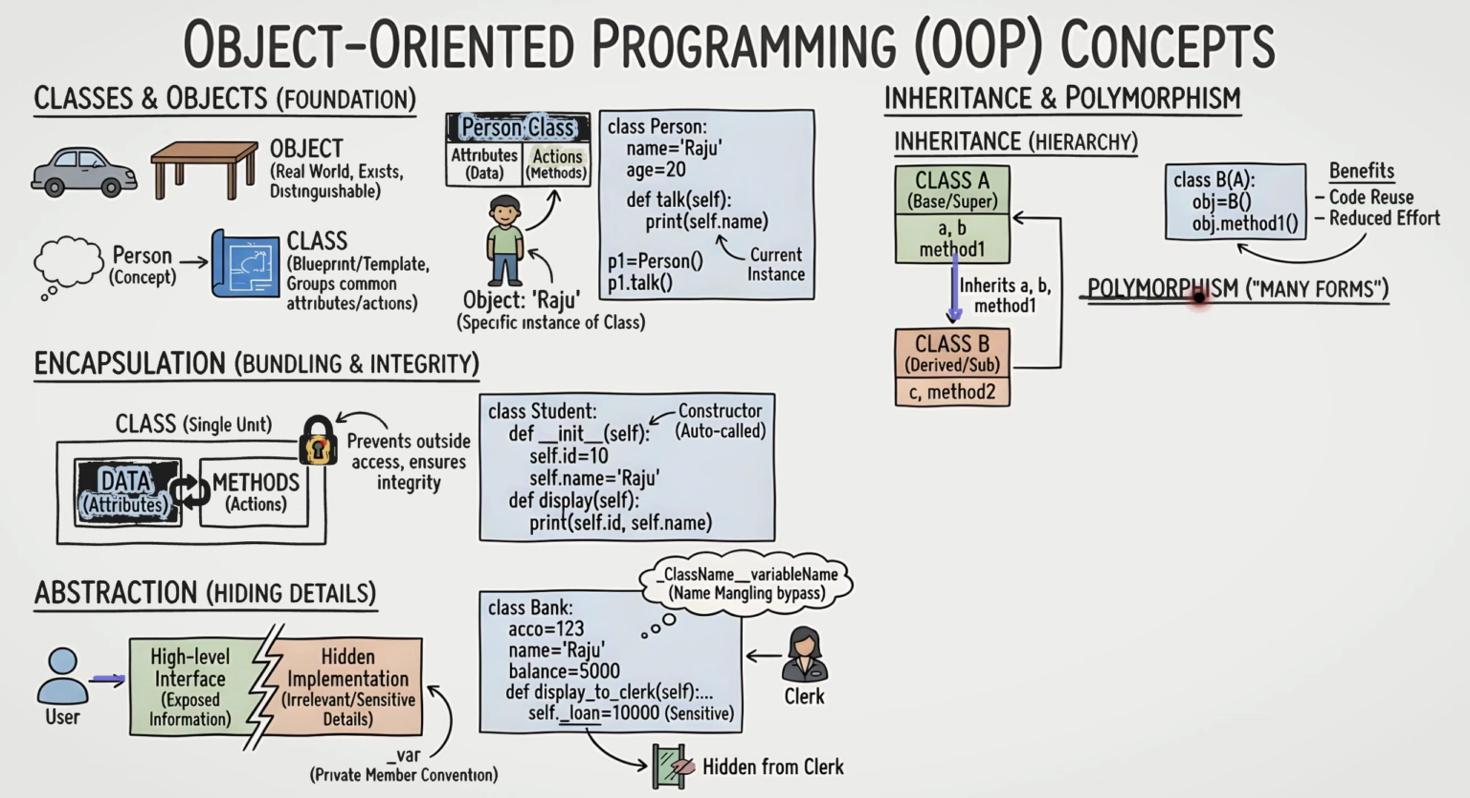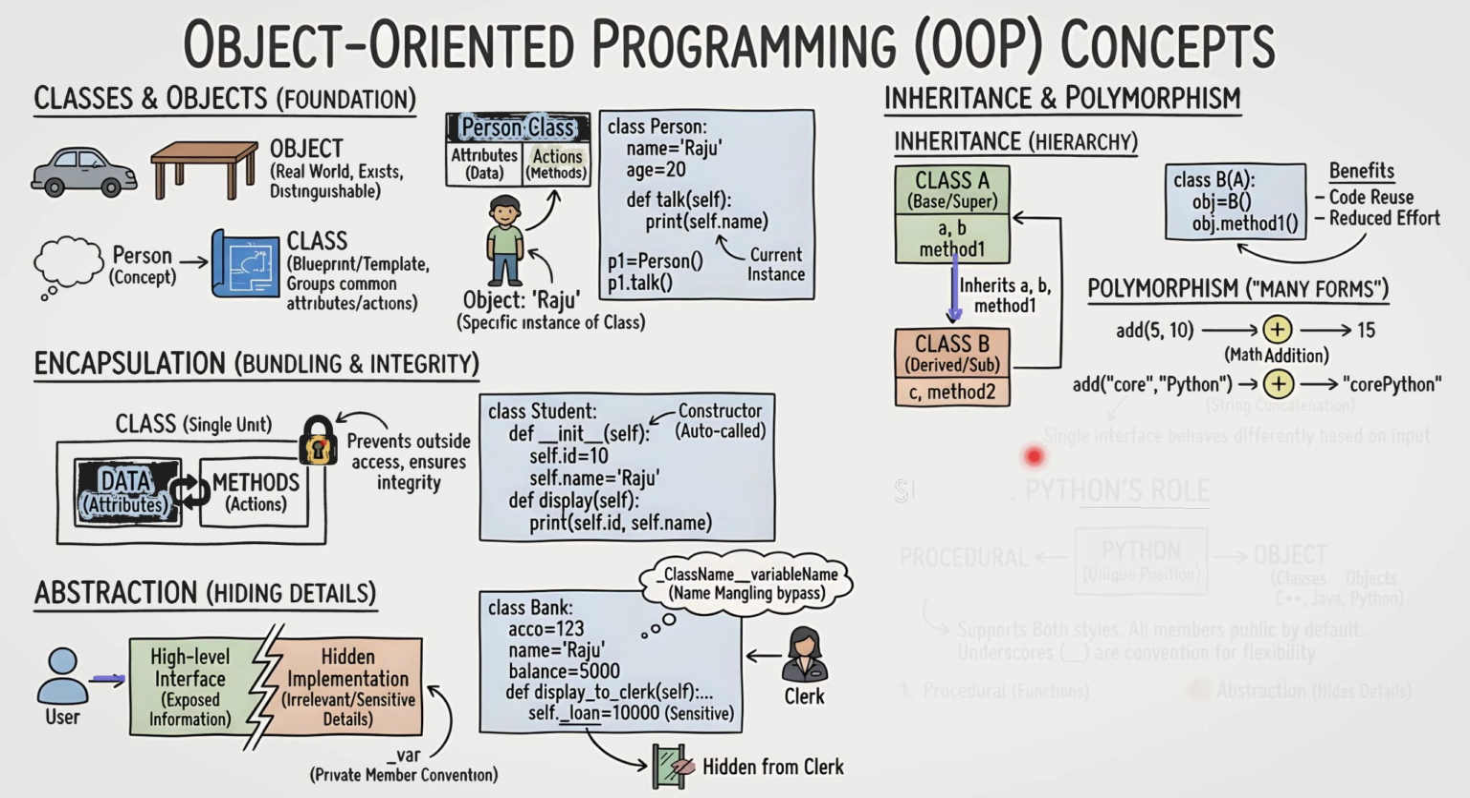The final pillar is polymorphism, which simply means many forms. It allows a single interface to behave differently based on the input it receives. For example, if we use an add function with two numbers like 5 and 10, it performs mathematical addition to give us 15. But if we use that exact same function with two strings like core and Python, it changes its behavior to concatenate them into a single string. It automatically adapts to the data type.